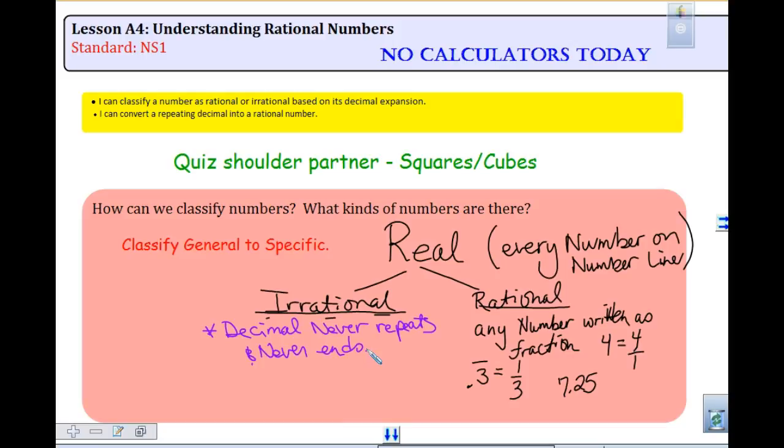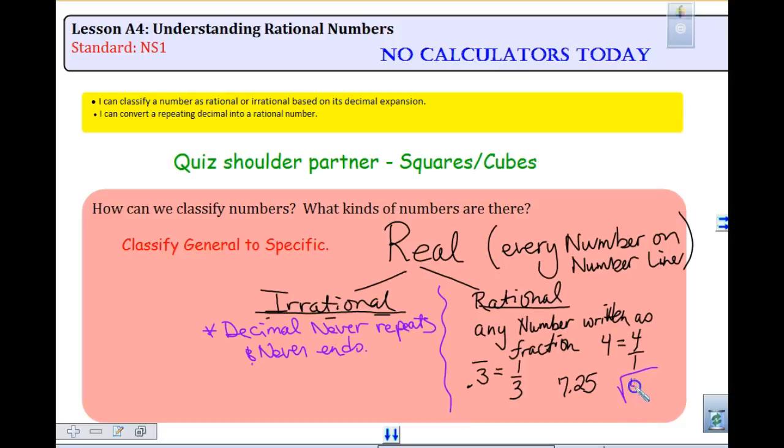Wait, then why would 1/3 work? Because it's real decimals. It repeats, it's over here. It can repeat to be rational. It just can't be irrational, right? So 1/3, 0.3 repeating can't be irrational. It's actually rational. Okay, good question. So these are two separate categories, right?